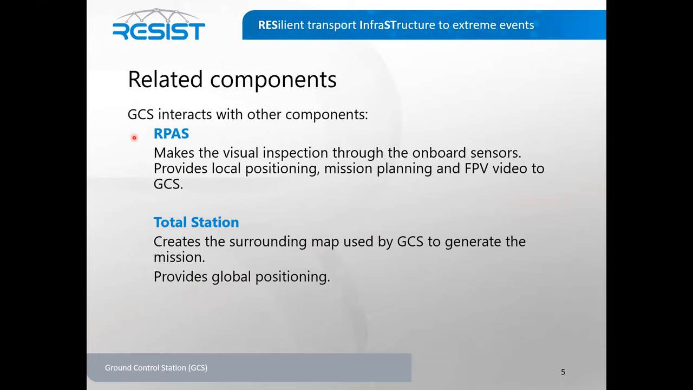The RPA that makes the visual inspection through the onboard sensors is supplying data to the ground control station, like the local positioning, mission planning, and the first person view video. The total station is the component that creates the surrounding map used by the GCS to generate the desired mission. It also provides the global positioning to the RPAs.